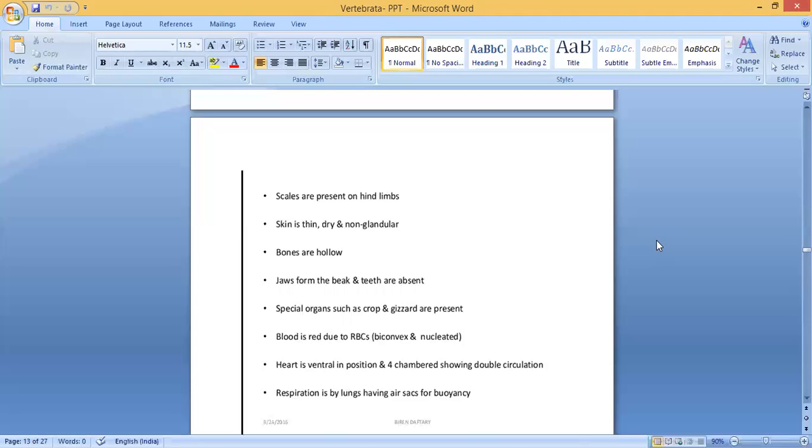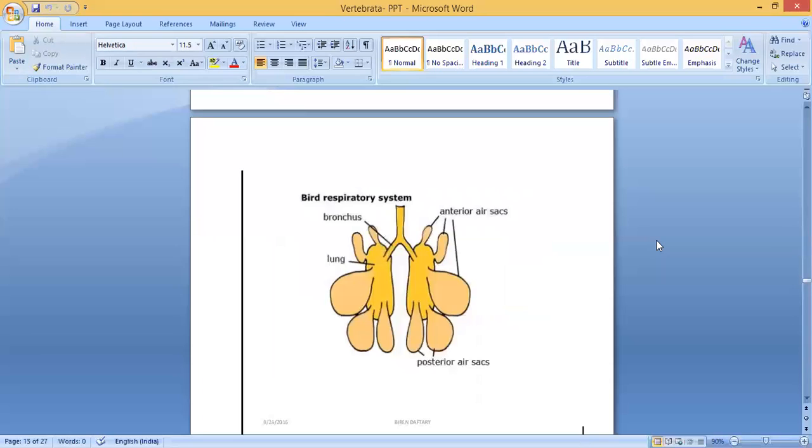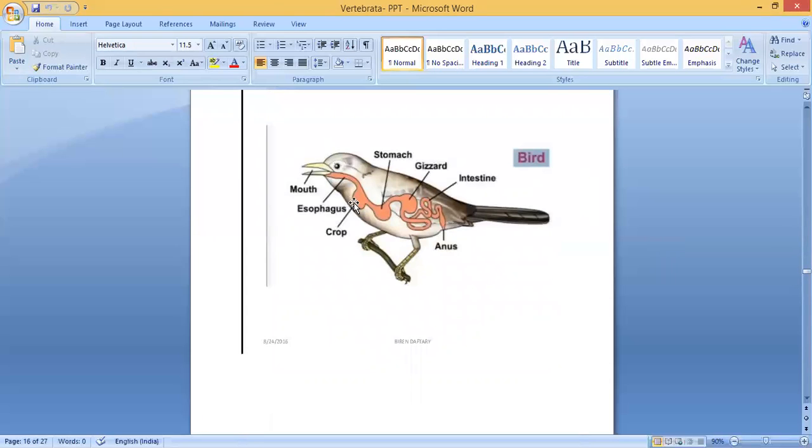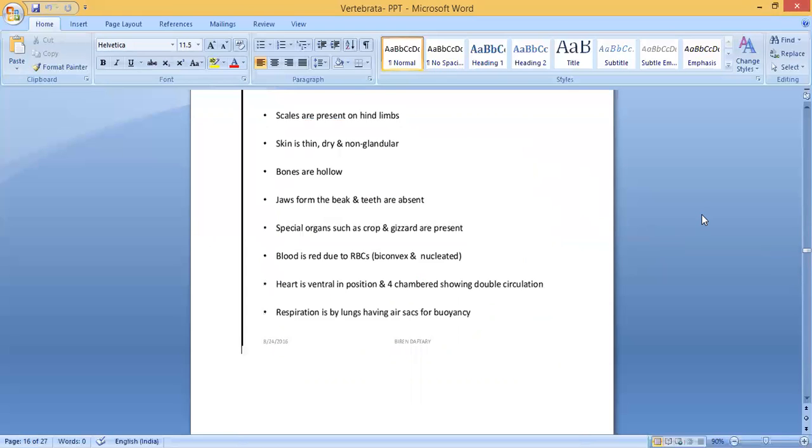Special organs such as crop and gizzard are present. So they actually have three parts. One is the crop. I'll show you here. Look here, you can see food can be stored in the crop. Then this is the stomach, then there is the gizzard. In the stomach, digestion will take place, and in the gizzard the food, grains and all, gets ground. So these are the three parts of the stomach. We have a single stomach, but they have crop, stomach and gizzard, three parts.